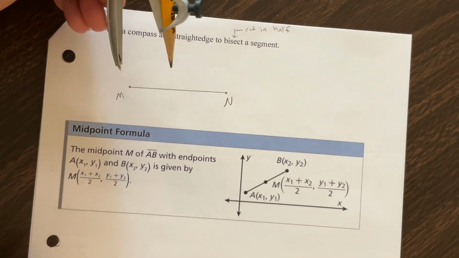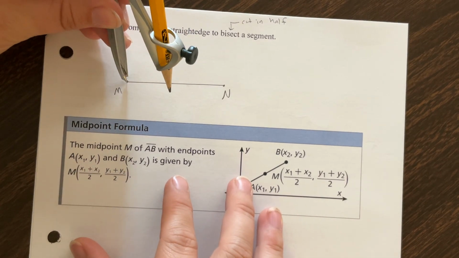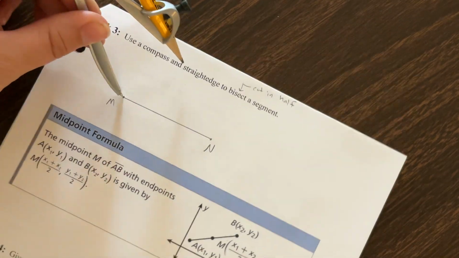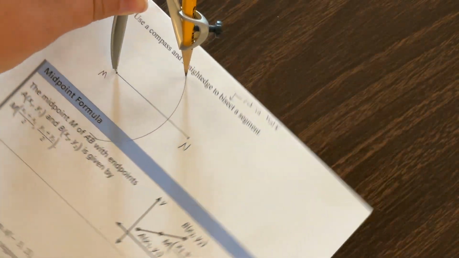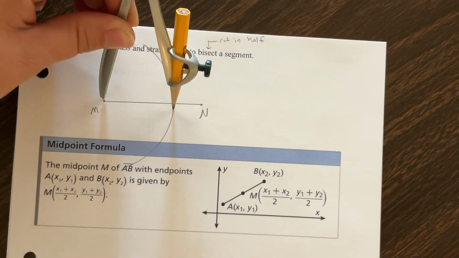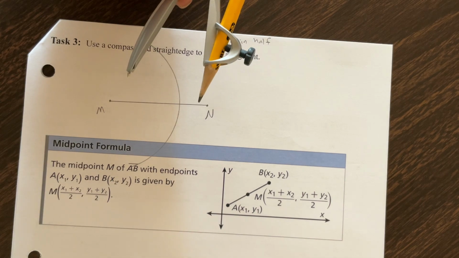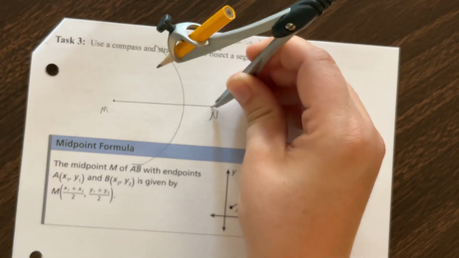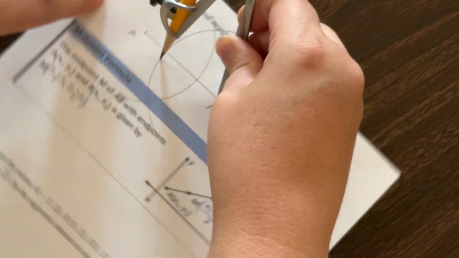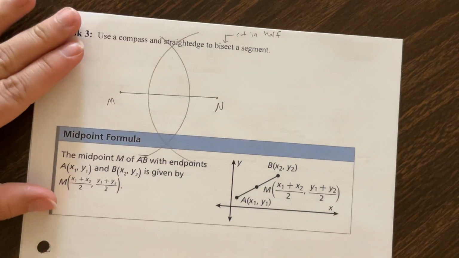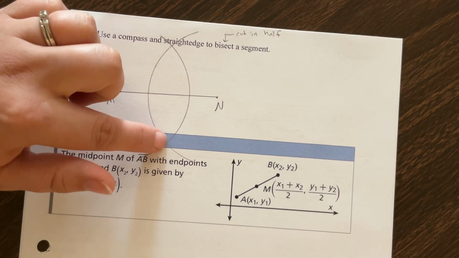Okay, so what I do is I take my compass and I put it on one endpoint. I stretch it out farther than halfway and I draw one big arc. And notice how I'm moving my paper. I'm not actually moving my compass. It's my paper that's moving, guys, not the compass. Now, without changing the size of my compass, I'm going to switch hands and put it on the other endpoint. And I'm going to do that exact same process. What I'm looking for are these two intersection points.